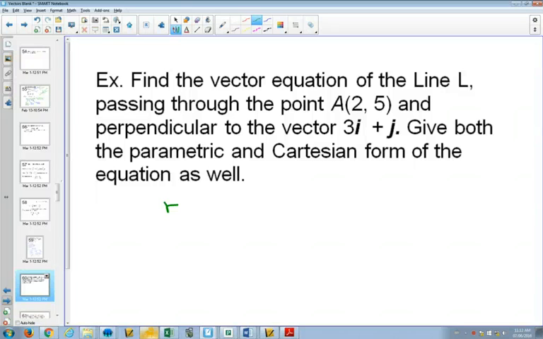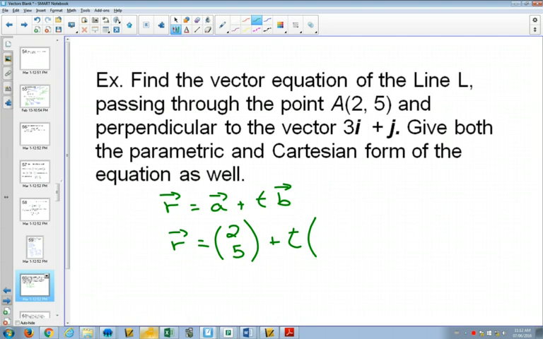So again here, we want to write our vector equation of a line. We have a starting point. It goes through (2, 5). What's our direction vector going to be? Because it's perpendicular to this vector, which is (3, 1). Do you remember how to do our perpendicular vectors?